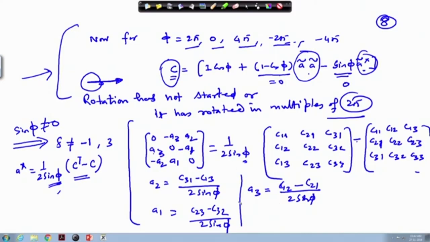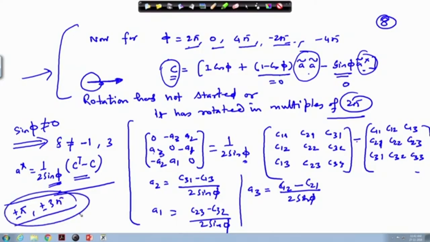There are certain other problems we will of course discuss during the course. What remains here is the case where phi is plus or minus pi, plus or minus 3 pi, since for 0, 2 pi, 4 pi we have already done it. We will discuss it in the next lecture. Thank you for listening. We continue this in the next lecture.